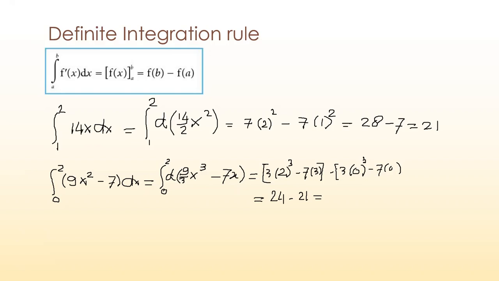0 and 0, between 0. So 24 minus 21 equals 3. So the result is 3. So definite integrals are very simple.